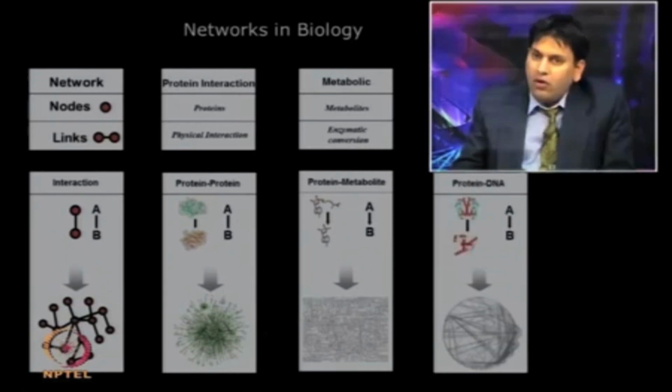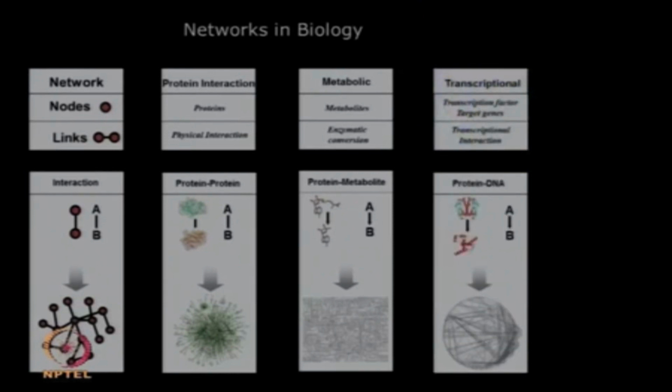Now, the third kind of networks, which I'll be elaborating in more detail in the next slides, are transcriptional networks. In transcriptional networks, transcription factors form one set of nodes, and the target genes form the other set of nodes.